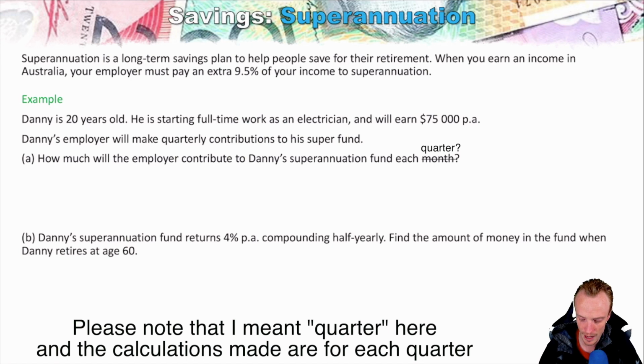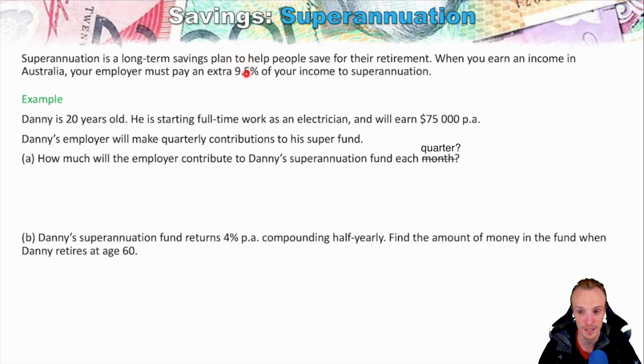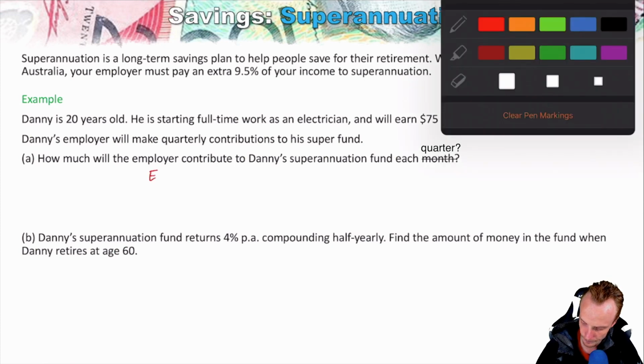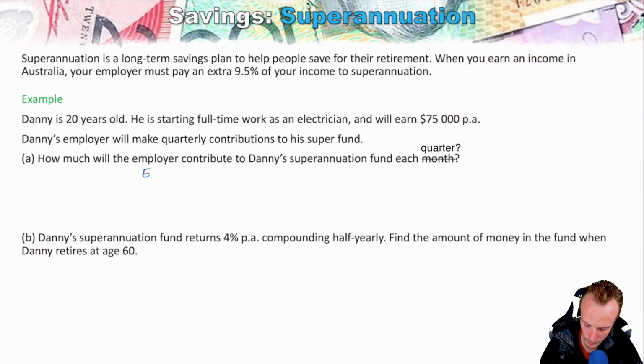This 9.5%, if you're one of my students, is really an important value to know, because I just assume that here in Australia it is currently 9.5%, at least at the time of recording this. So to calculate the employer contribution, I'm going to switch colors here.